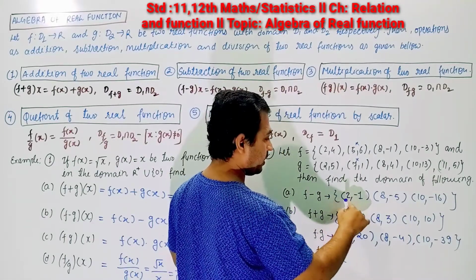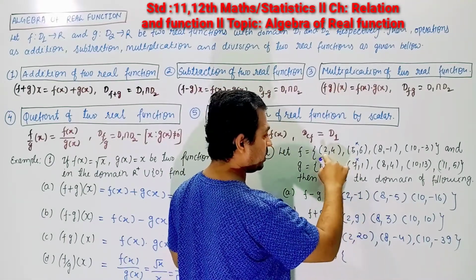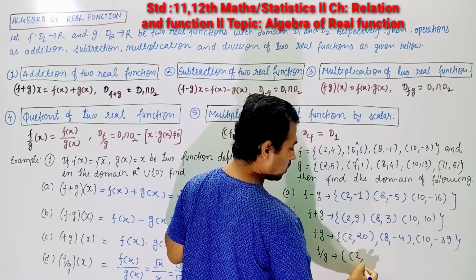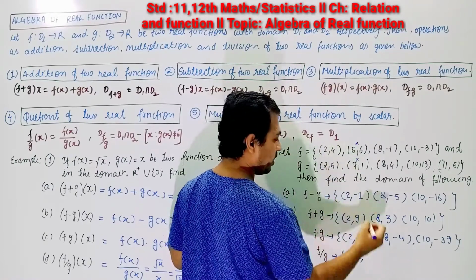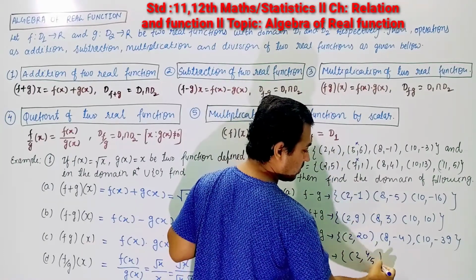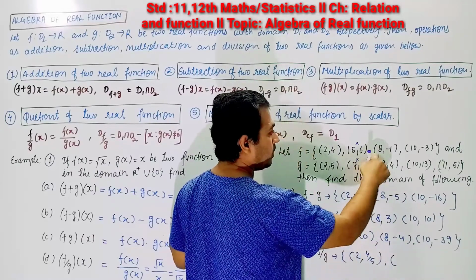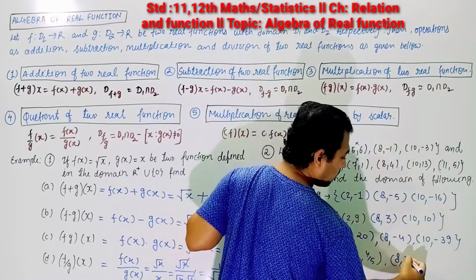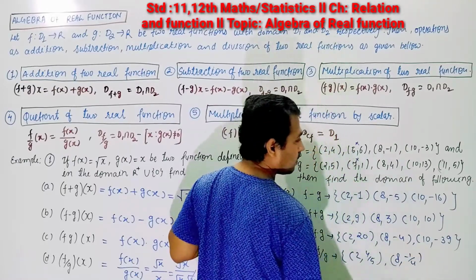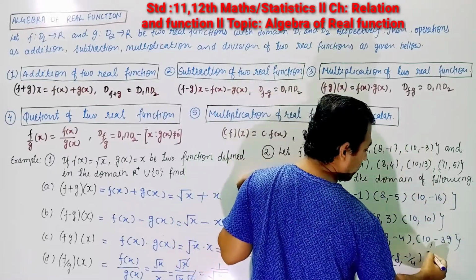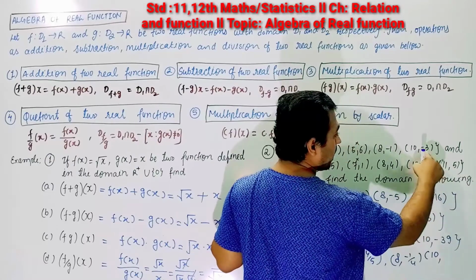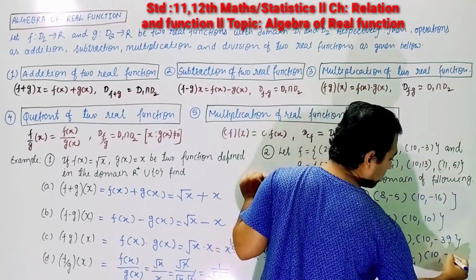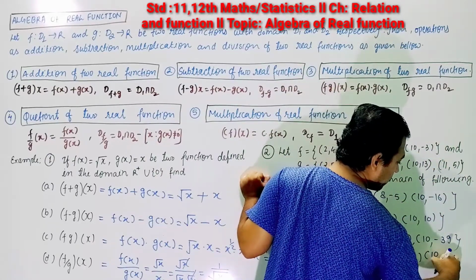Now moving to the division. First of all, write down the common elements in f and g: 2. Now the division of 4 and 5, so 4 by 5. Similarly, 8: minus 1 divided by 4. And 10: minus 3 divided by 13.